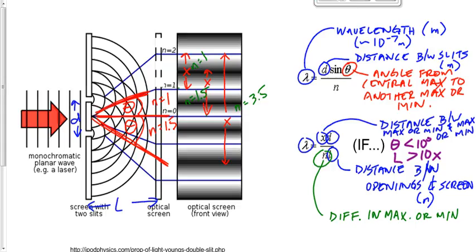That's an easier check than finding the angle and seeing if it's above or below 10 degrees. If L is greater than 10 times x, this equation is fair game. And you know what? That's going to be the case 95% of the time. We always want to do the check, but 95% of the time it's going to work out for us.